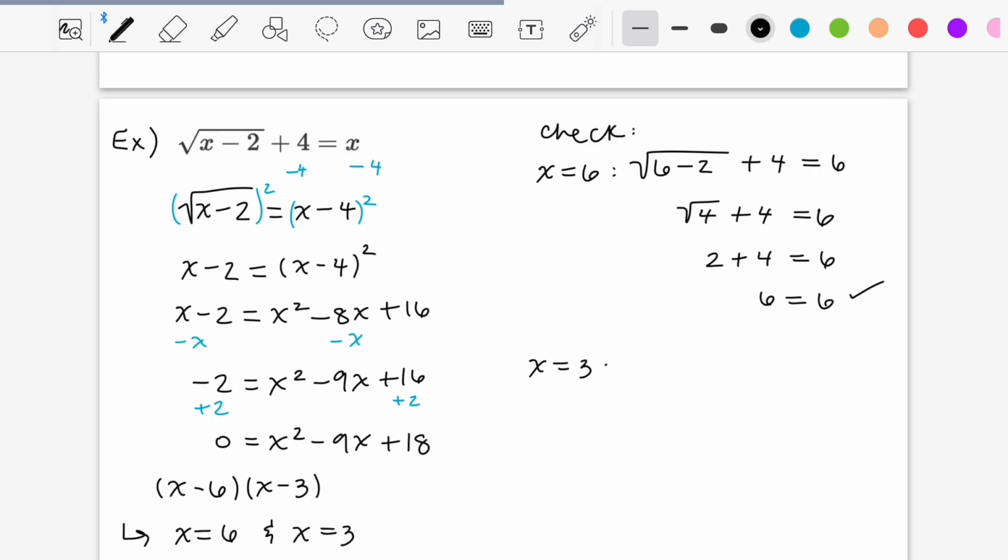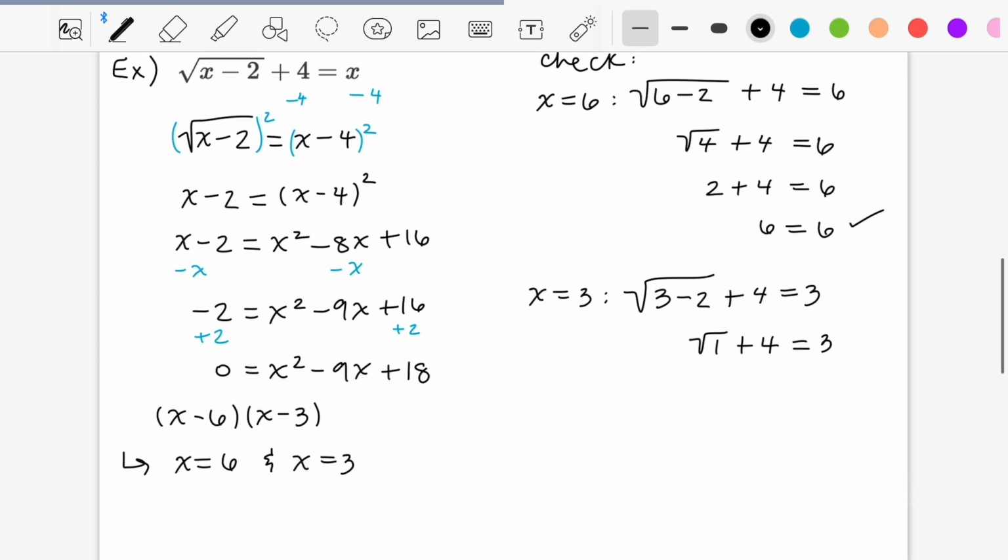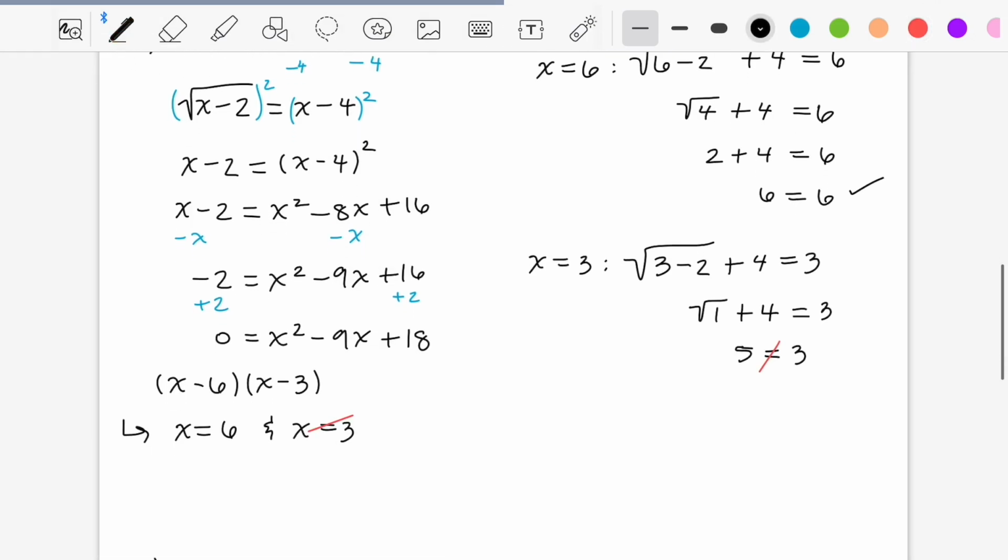We'll do the same for x is equal to 3. We'll get the square root of 3 minus 2 plus 4 is equal to 3. 3 minus 2 is 1, so we'll get the square root of 1 plus 4 is equal to 3 here. Square root of 1 is just going to be 1, so we have 4 plus 1, that'll be 5, is equal to 3. But we know that that is not true. 5 is not equal to 3, so x is equal to 3 is not going to be a solution. So our solution set is just going to be 6 here.